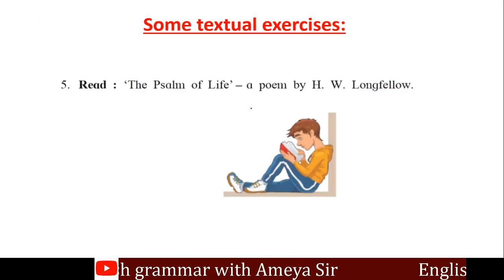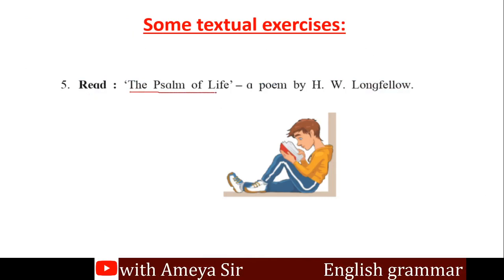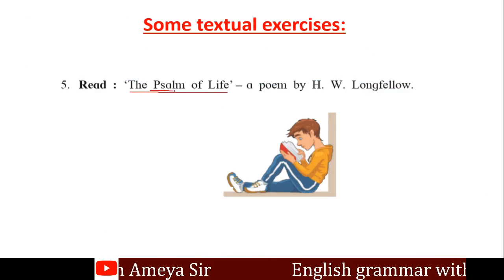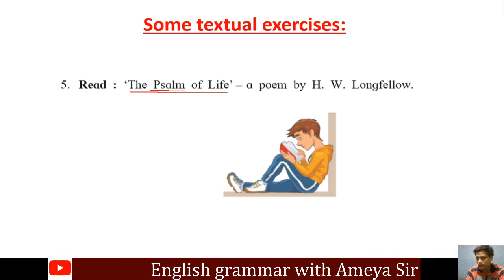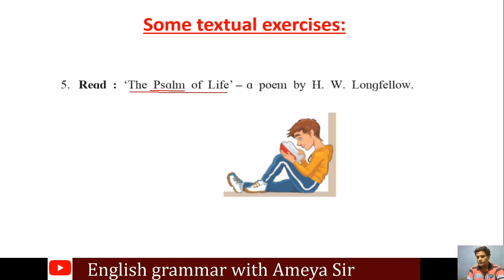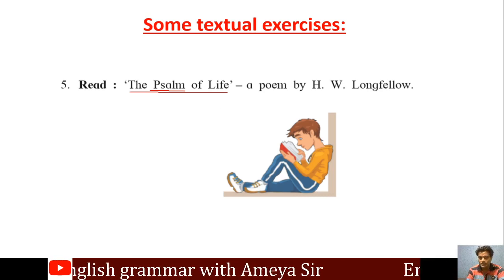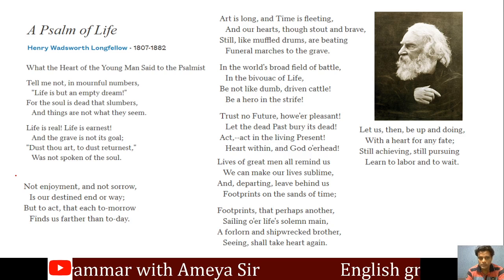Okay, so the next one I want to do is this textual exercise. They want you to read the poem, the Psalm of Life. Pay attention to this word, guys, Psalm of Life. There is a silent P and there is a silent L in the spelling. Well, that's English for you. The spelling is 5 letters and then 2 of those letters are silent. Psalm of Life. And I'm going to provide you the poem, or this is the poem.